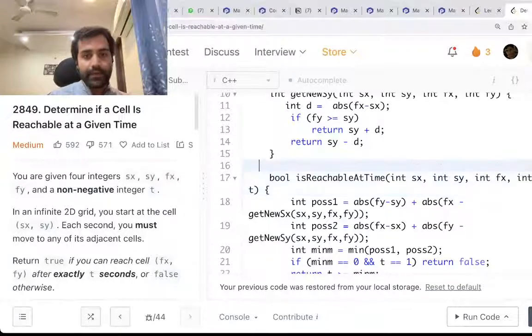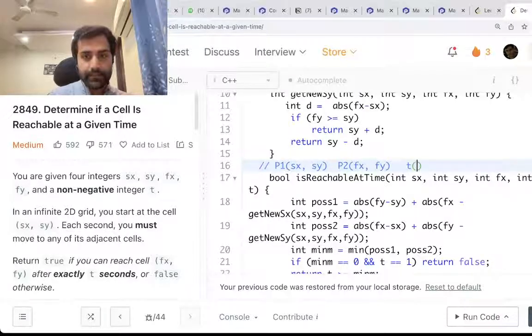So let's say there is a point, let's call it point P1, whose coordinates are sx, sy. And then there is another point whose coordinates are fx, fy. So there is a second point P2 whose coordinates are fx, fy. Okay, and then we have been given a non-negative integer called t.